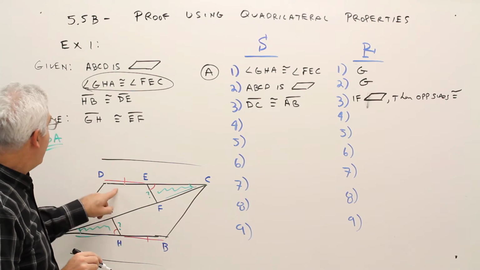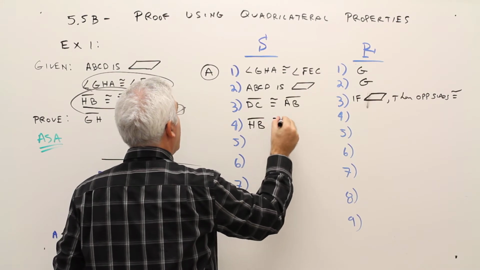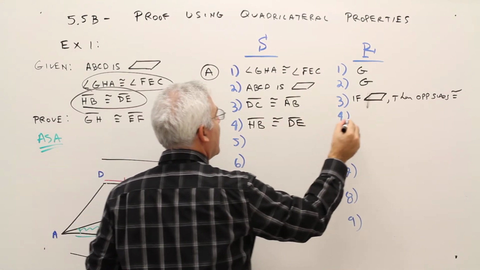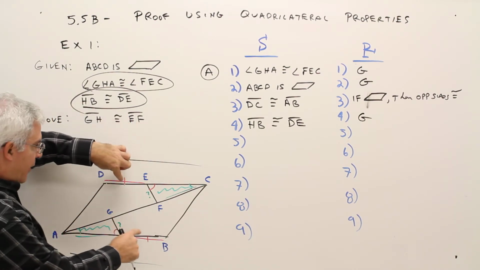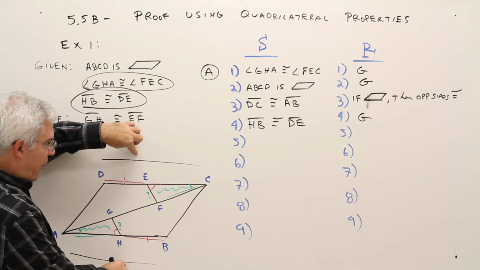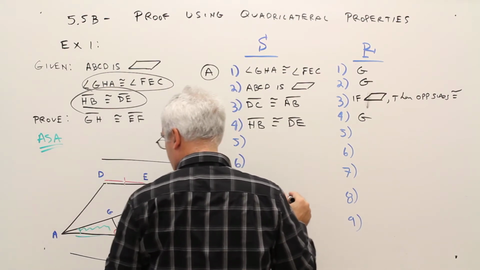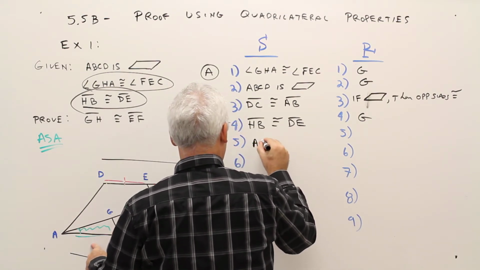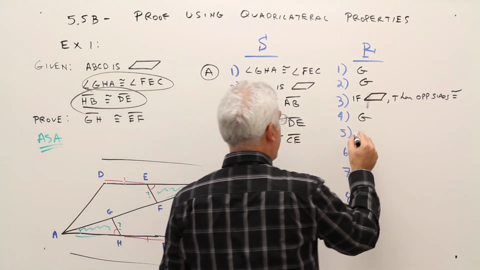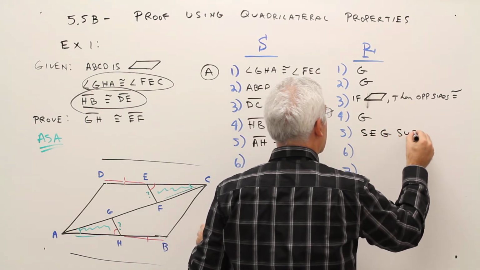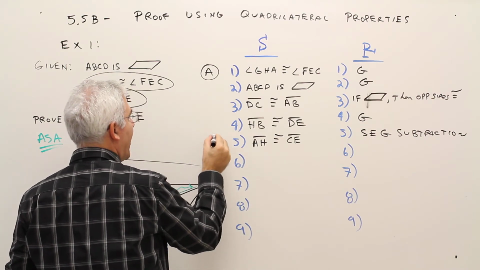Okay, then my given, that was over here, HB is congruent to DE, that was given. Now I could do segment subtraction. If congruent sides are subtracted from congruent sides, then their differences will be congruent. So I can now state that AH is congruent to CE by segment subtraction. Okay, so now I've got the side.